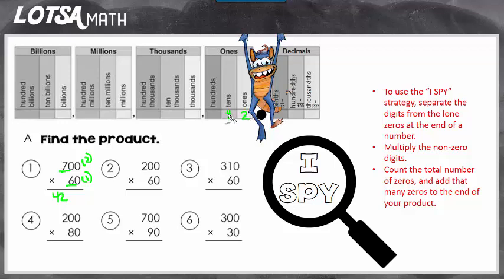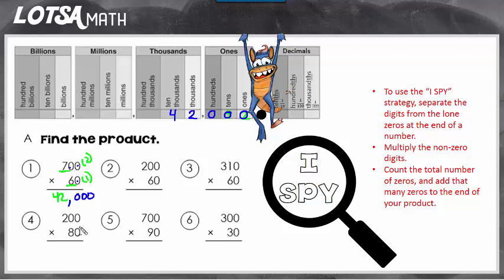So the 4 gets moved 3 places, 1, 2, 3, and goes there. And the 2 gets moved 3 places, 1, 2, 3, and goes there. So this 4 and 2 are no longer there, and now we're left with these 3 empty places. We have to put zeros as placeholders where the empty places are. So that's how we end up with the real answer of 42,000. And that's why in the I Spy method, you can just count the number of places at the end, and after you've multiplied the digits you do see, you just add those on in the end.